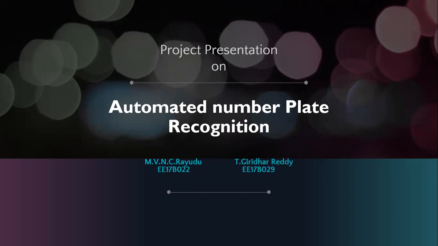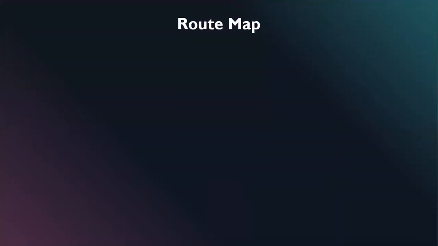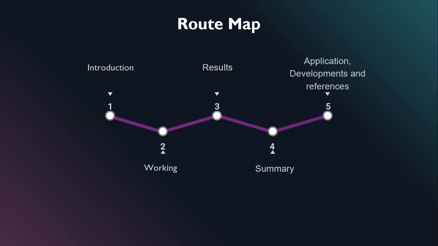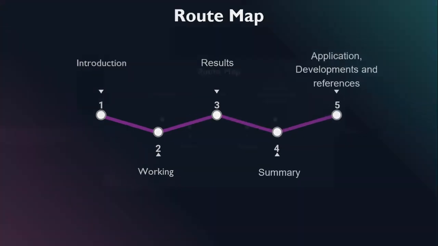Myself and my friend Raidu have done a project on automated number plate recognition. First, let us see the route map. First, I will introduce you to the project. Secondly, we'll see the working of it. Then we'll go to the results and then comes the summary. And after that, we'll talk about the applications, developments and the references used.